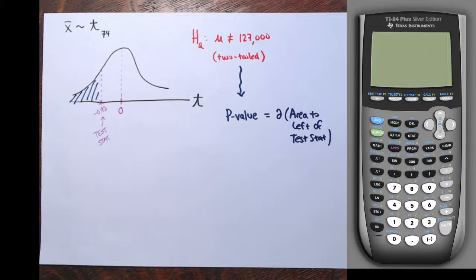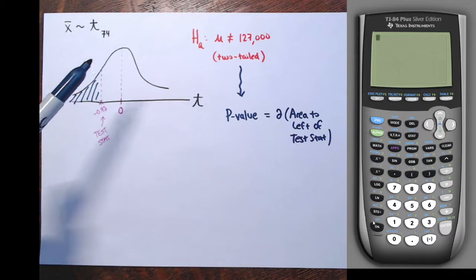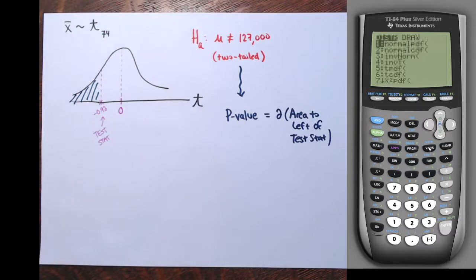So remember on a calculator, if you want the area under a t curve, or a student's t distribution, you find it in the same place that you would the normal distribution areas. Remember, normal CDF was for area under a normal curve? If I scroll down a little bit more, number 6 is tcdf. That's going to help me find the area under a student's t curve. And it's set up the same as the normal stuff.